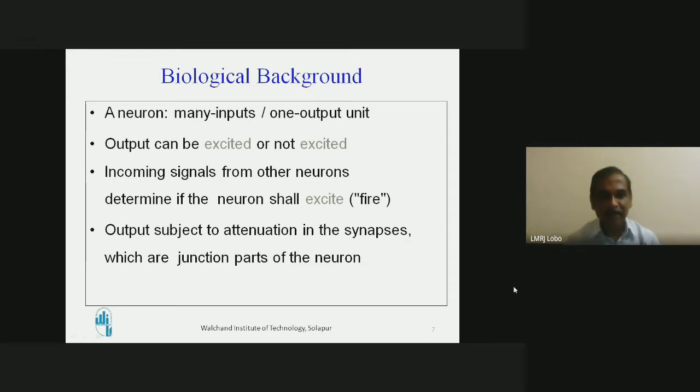The incoming signal is from these particular neurons, which determine if the neuron is excited or fired. The output is subject to attenuation in the synapses, which are the junction parts of the particular neuron.